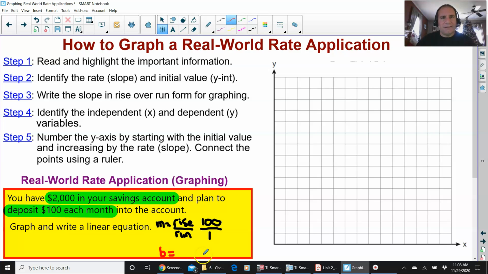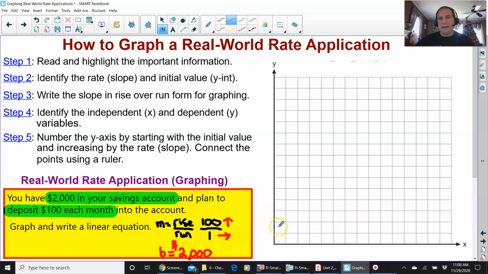My y-intercept, my initial value, is what the person started with in the savings account before anything was deposited per month. So how much was it? $2,000. Okay, let's put our directional arrows right next to the rise. This is a positive 100. It goes up from left to right. Up. The rise goes up. And the run will go right.